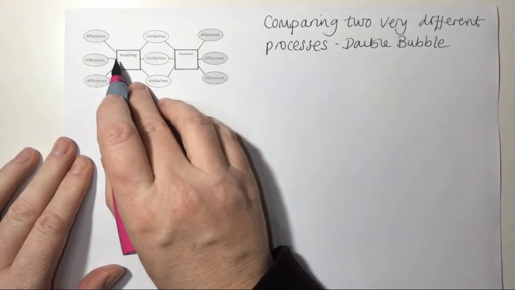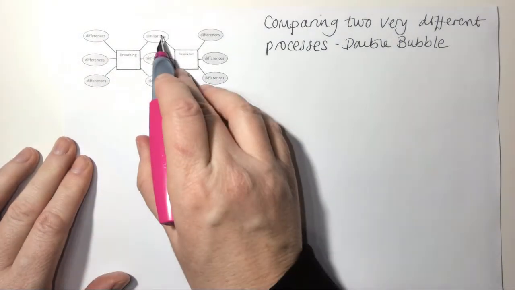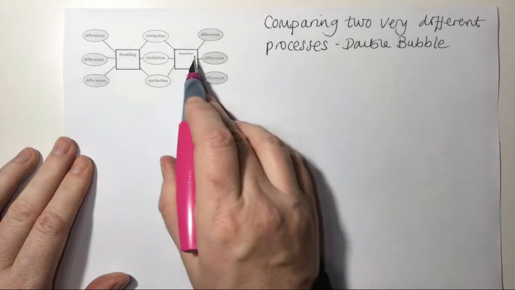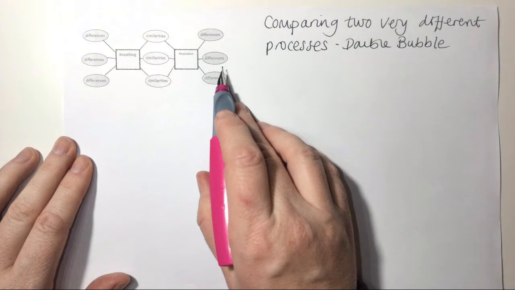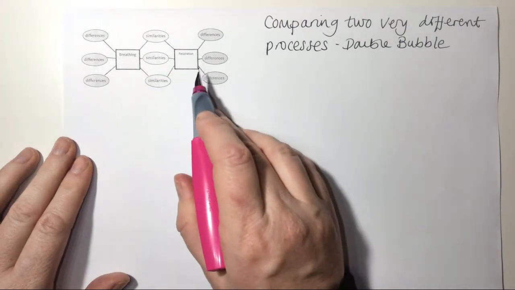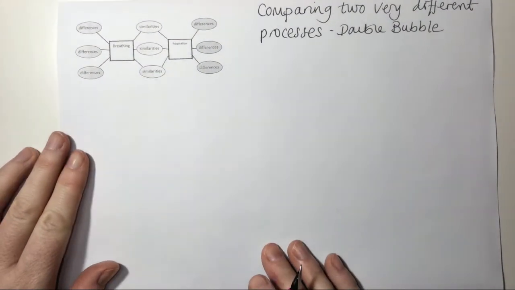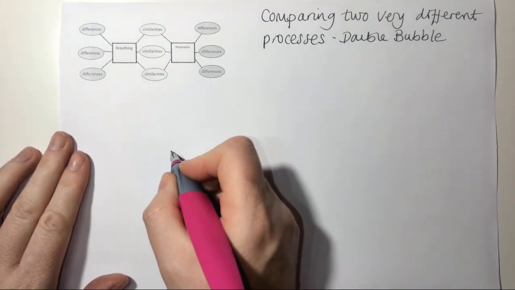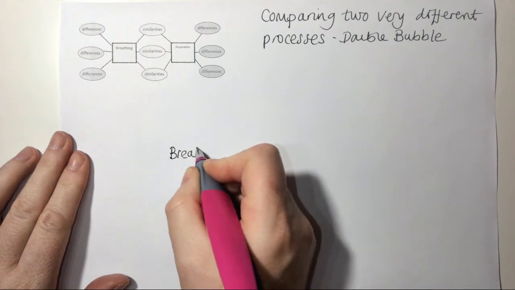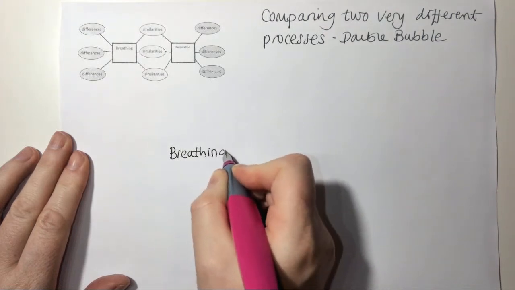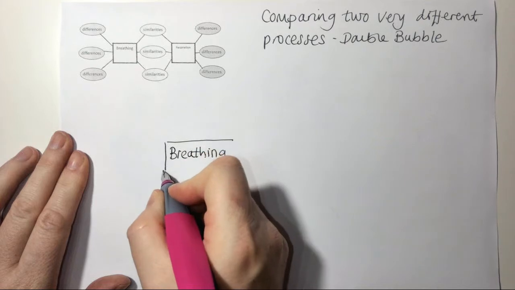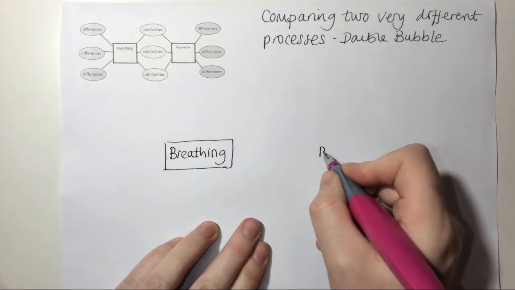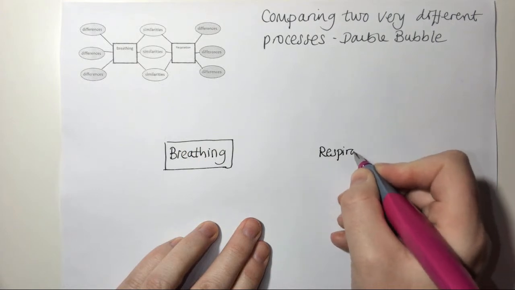I'm going to use our double bubble method where we put the similarities that they have in the middle and join them up to each of the breathing and respiration, and the differences on the outside that relate to either breathing or respiration. Let's have a little think about what possible similarities and differences there are. So I'm going to write breathing first of all. When you do your double bubbles, write the word first and then draw the box, otherwise you don't know how big to draw the box. And then respiration.